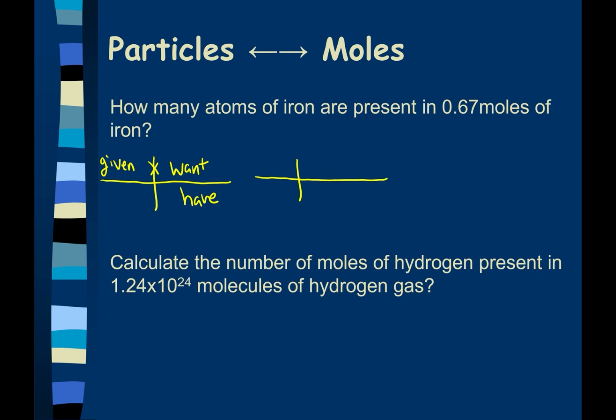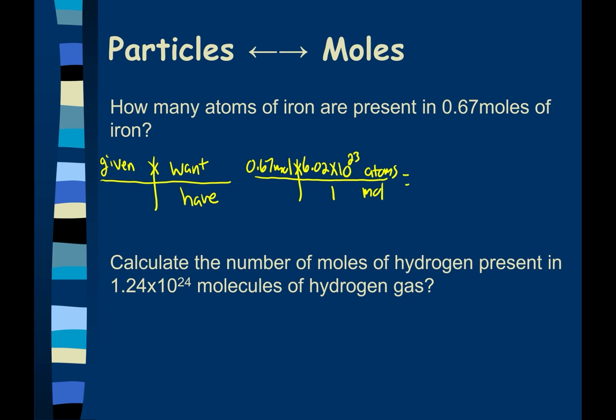So setting up in the context of this problem, I'm given 0.67 moles of iron. I want atoms of iron. And we already have the unit of mole. Now, in this blank space, we just have to figure out how atoms and moles are related. Like we've just seen, 1 mole of anything, so in this case iron, would have 6.02 times 10 to the 23rd atoms. So our math becomes 0.67 times 6.02 times 10 to the 23 divided by 1.